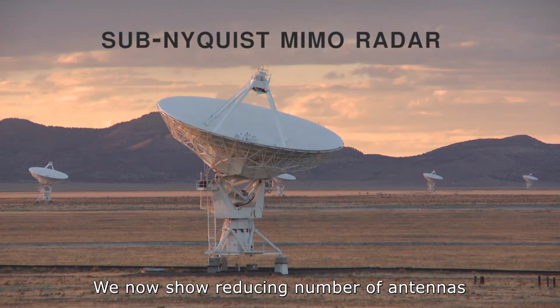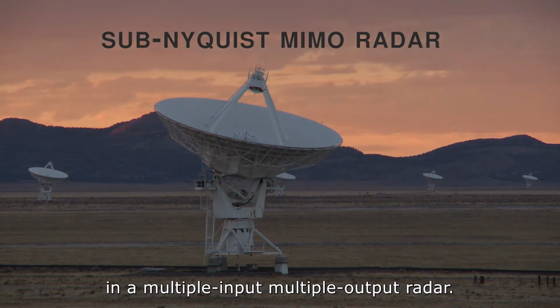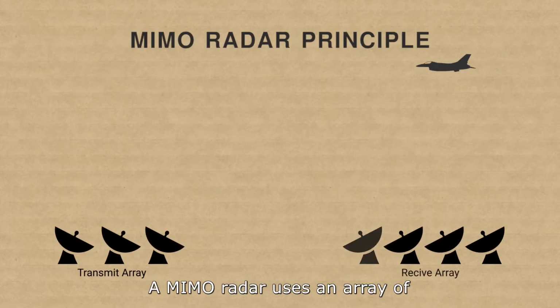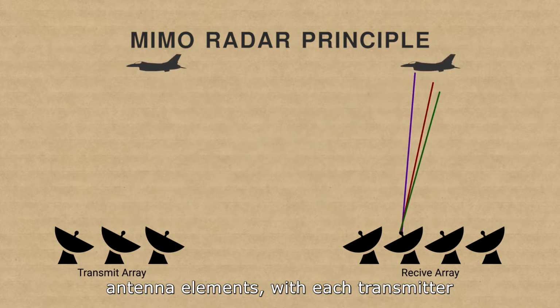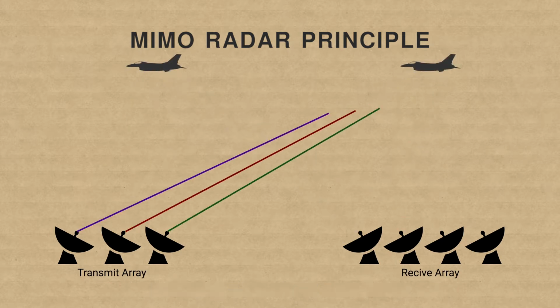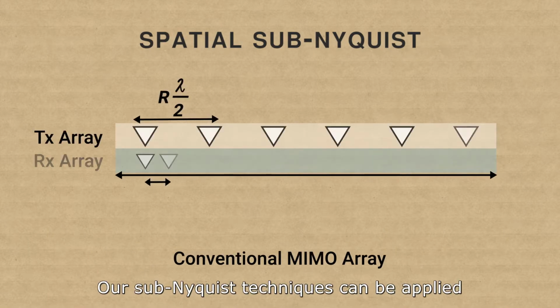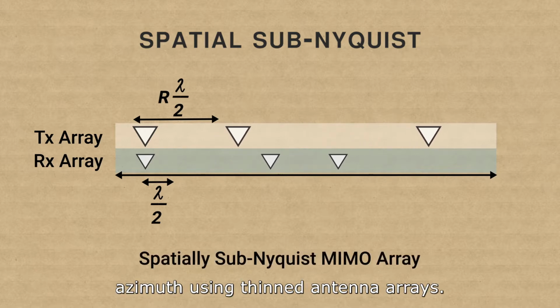We now show reducing the number of antennas without losing spatial resolution in a multiple-input, multiple-output radar. A MIMO radar uses an array of several transmit and receive antenna elements, with each transmitter radiating a different waveform. Our sub-Nyquist techniques can be applied in the spatial domain to recover the target azimuth using thinned antenna arrays.